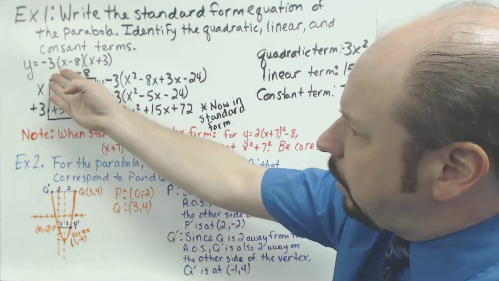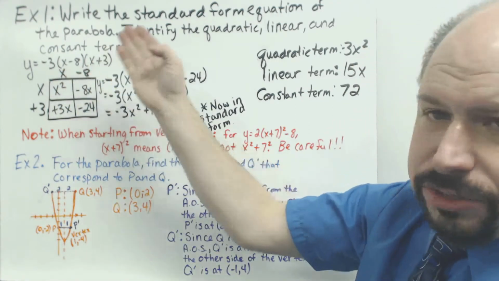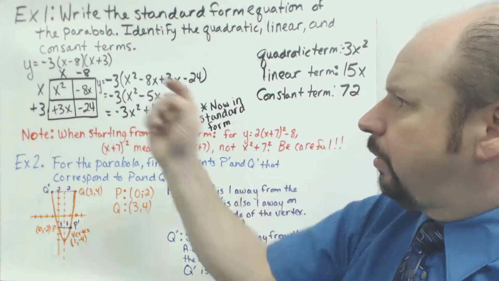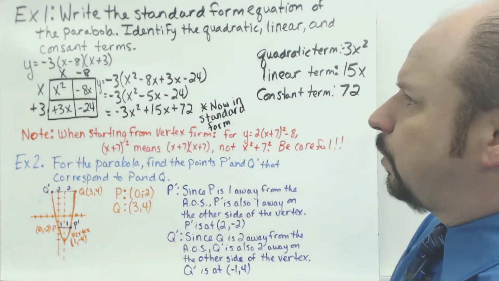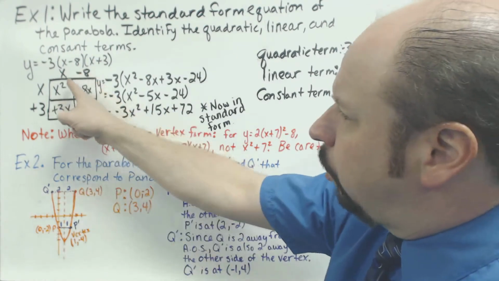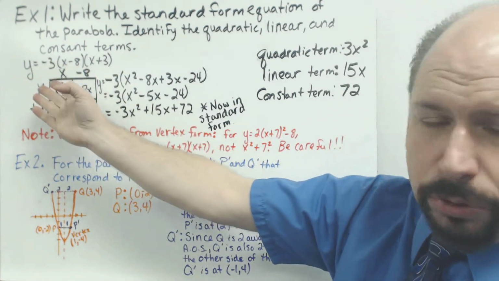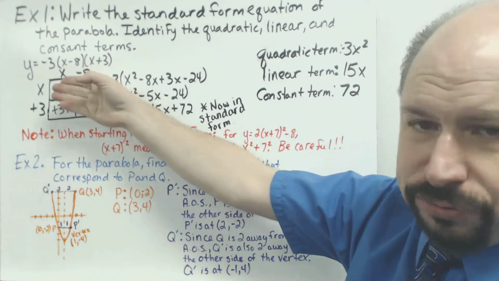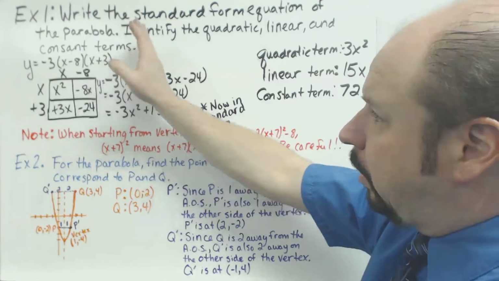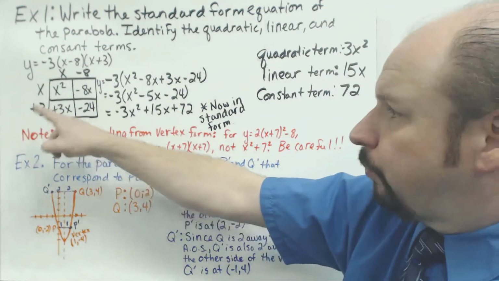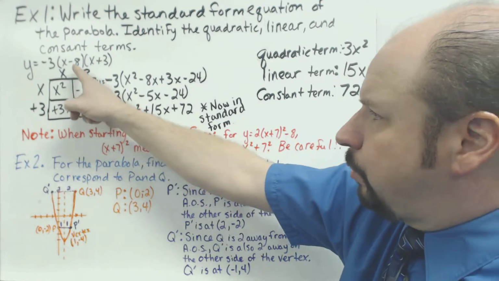Okay, so if we have y equals negative 3 times x minus 8 times x plus 3, go ahead and write. I'm going to multiply these out using a table this time. Remember, you could FOIL or you could multiply vertically, whichever of the three methods you prefer. But I am going to use a table.